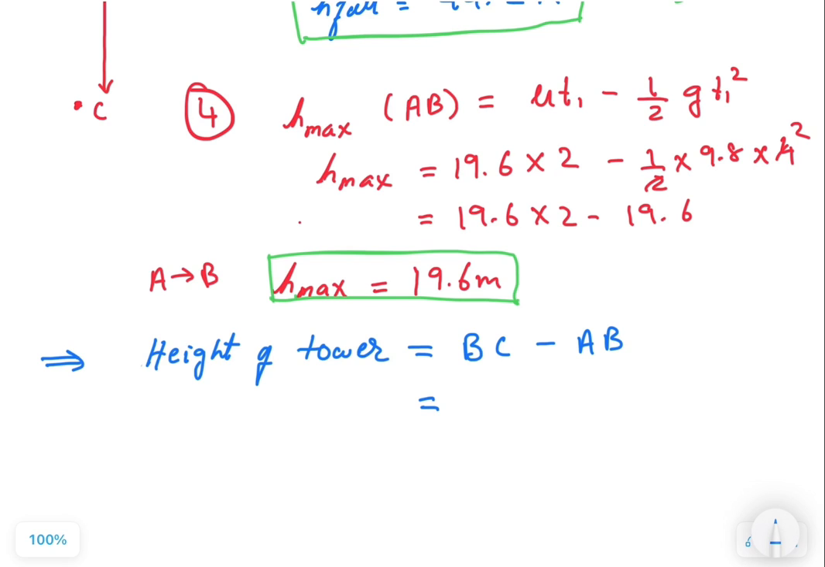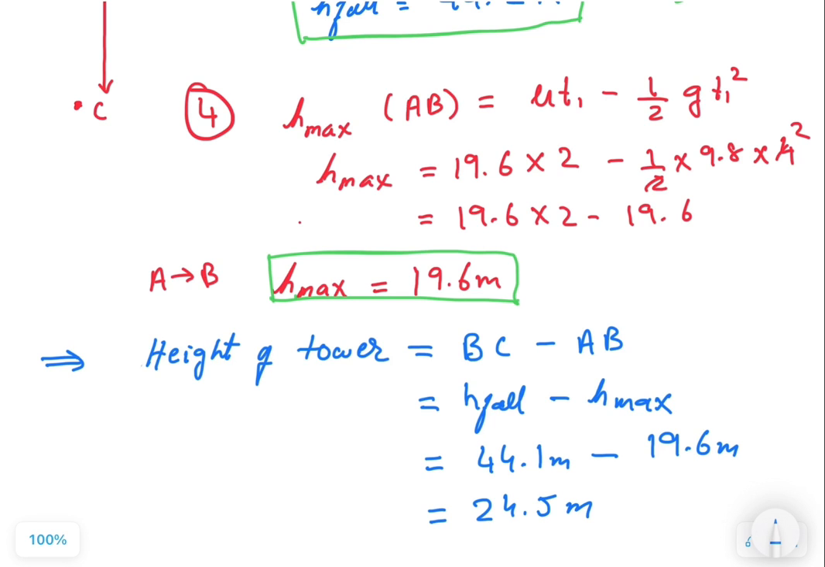What is BC? BC is H fall, AB is H max. Or directly you can substitute the values. 44.1 meters minus 19.6 meters. This would be equal to 24.5 meters. This is the height of the tower.